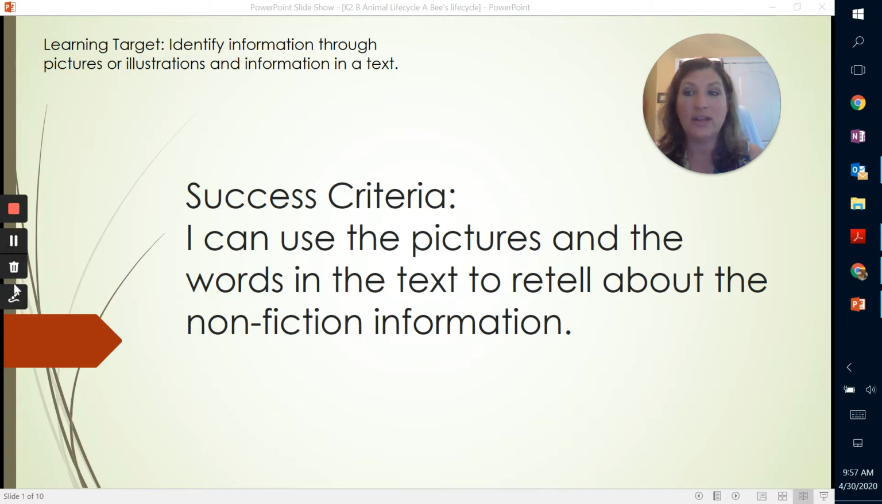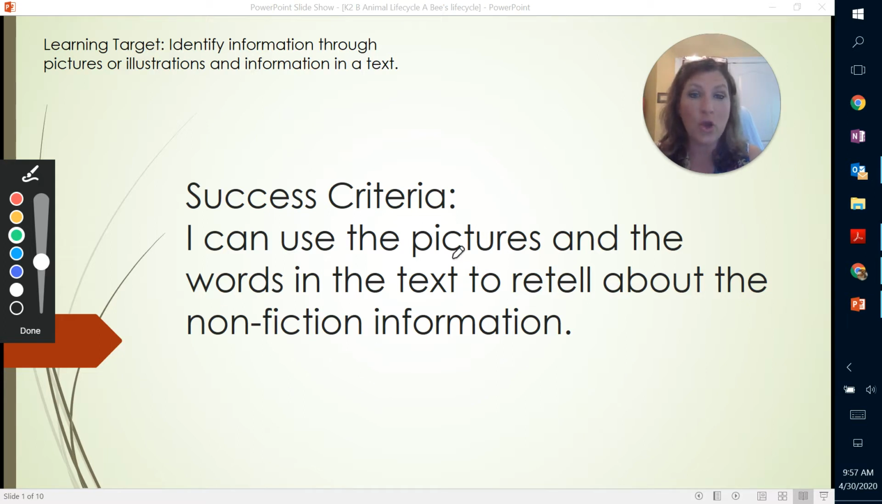So we're going to look into this. We're going to dig a little bit deeper into the success criteria. Basically, when you open up your book, you're going to use the pictures and the words to help you retell. Retell means you're going to tell it in your own words about nonfiction information.